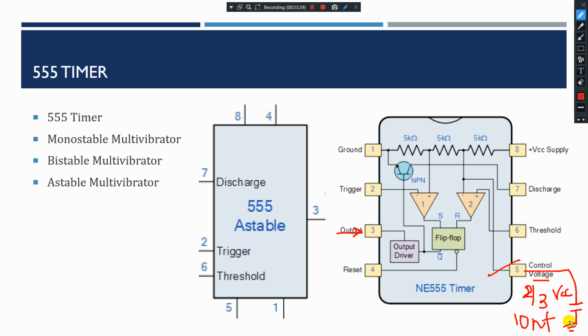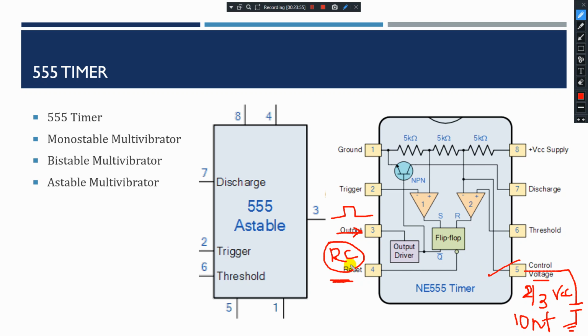I repeat once again. Why we use pin number 5 is to vary the width of the pulse of your output irrespective of the R and C combination in your circuit. We'll come back to this, how your R and C circuit is connected to your 555. So there you will understand: without R and C what happens, with R and C what happens.